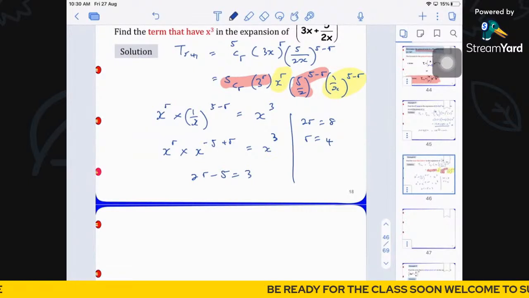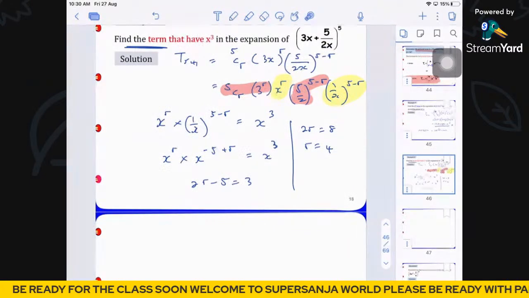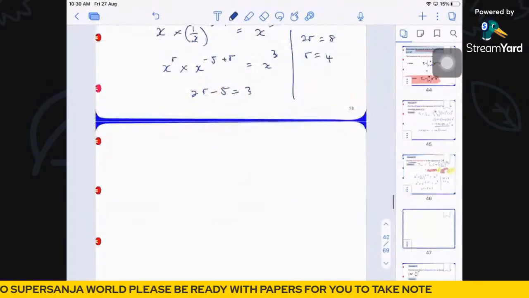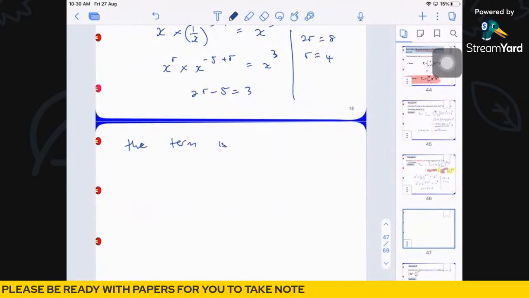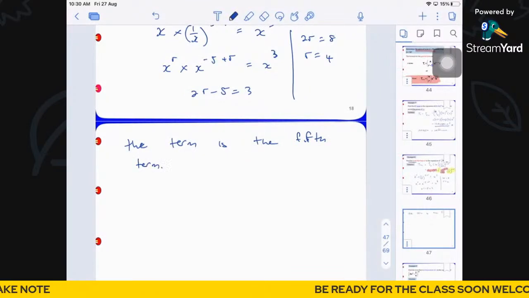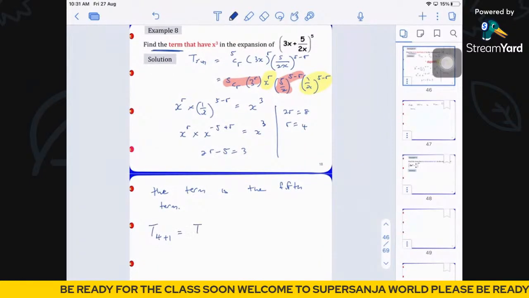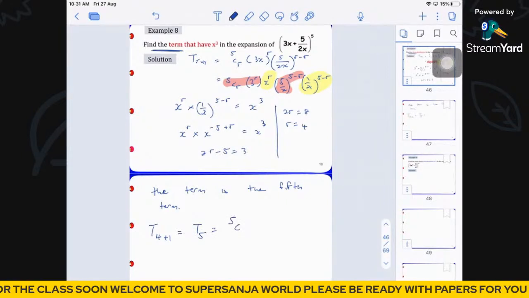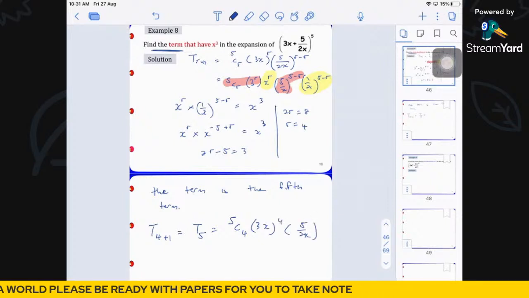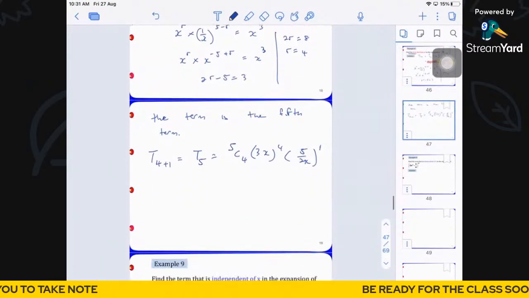Now if r is 4, okay, they want to find the term. If r is 4, so if I substitute back 4 inside here, 4 plus 1 will become what? 5, right? So the term is going to be the fifth term. Understand? Is the fifth term. And if I substitute back inside there, I get T 4 plus 1, which equals T5, which equals 5C4, 3x power of 4, and 5 over 2x power of 5 minus 4 there is 1. Okay, because the r is 4.